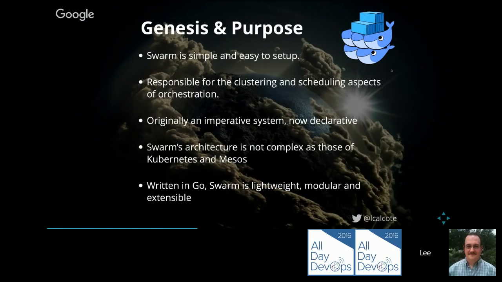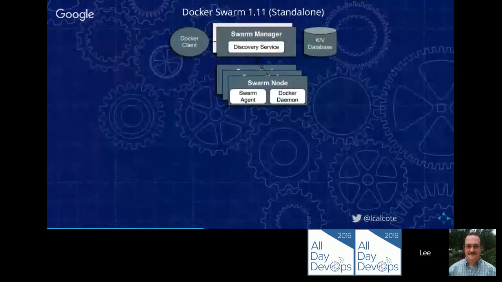Swarm's architecture isn't as complex as what you'll see in Kubernetes and Mesos, and is kind of a natural conclusion, perhaps a little bit easier to pick up and use. Also a natural conclusion there is probably not quite as powerful as those other two container orchestrators as of yet. Again, this one's written in Go. It is lightweight, it is modular, and it is extensible.